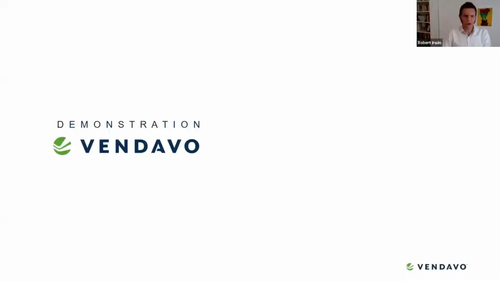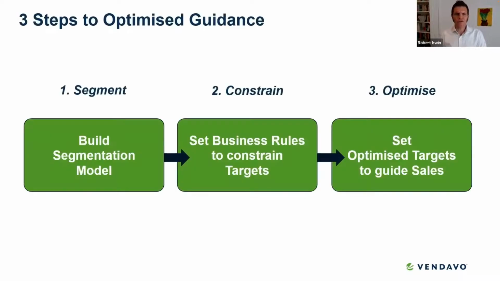So that was a quick flow through of the theory. And now we'll take a look at the software. So we're going to follow the same approach: segment, constrain, optimize. Build a segmentation model, set the business rules to constrain the targets that are going to be generated by the model, and I'll explain exactly what those look like, and then use the algorithm to set optimized targets to guide the sales organization.